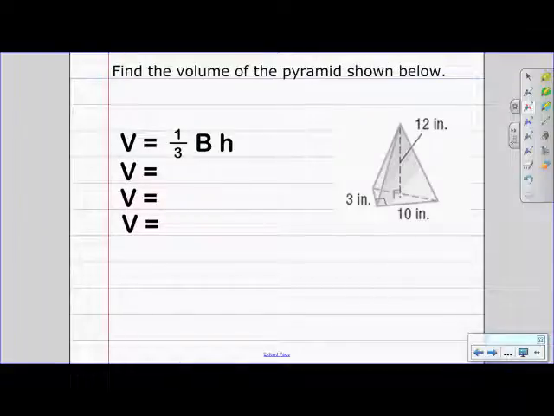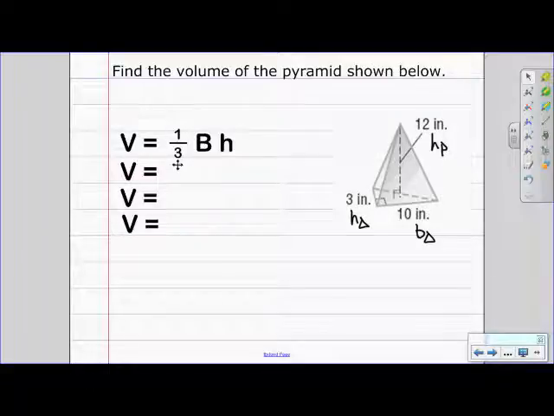Let's take a look at our next question. Find the volume of the pyramid shown below. So let's start by labeling the dimensions of our triangular pyramid. So we have the height of our pyramid. We have a right angle, so that means that this is the base and height of my triangle. So let's say that 10 is the base of my triangle, and 3 inches would be the height of my triangle.